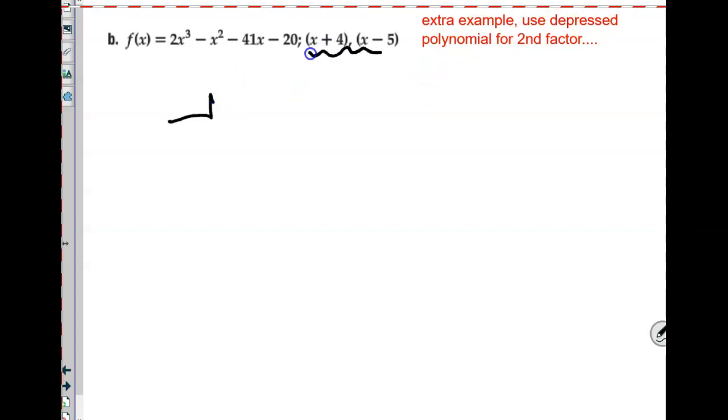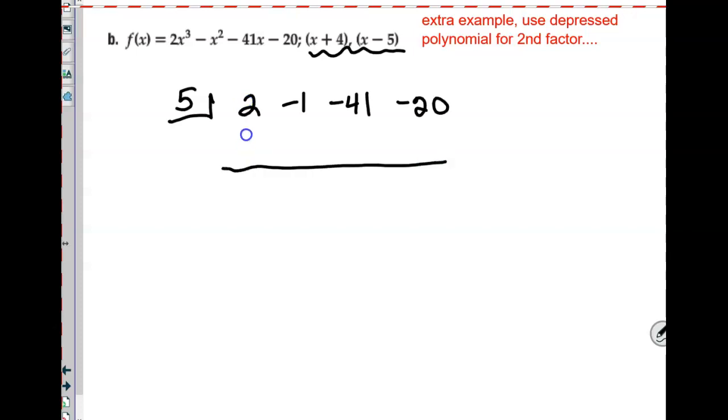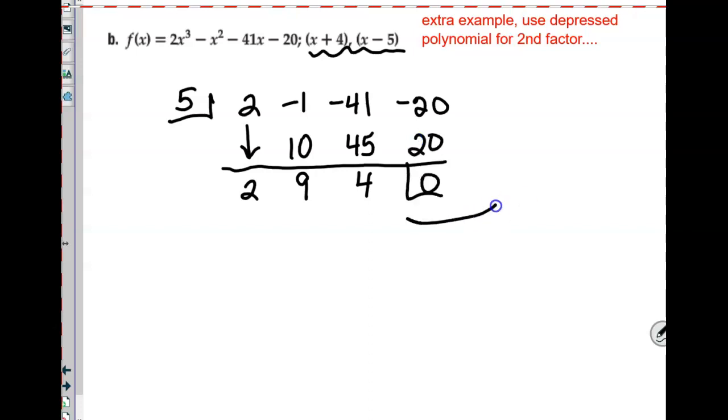Which one of these do you want to do first, guys? It doesn't matter. The 5, okay? We're going to do the 5 first. If we go across the top, I would have 2, -1, -41, and -20. Okay, help me with the calculator, guys. Bring down the 2, and I get 5 times 2 is added, times 5, added, times 4 is times 5 is 20, no remainder. Okay, this guy right here is called the depressed polynomial.